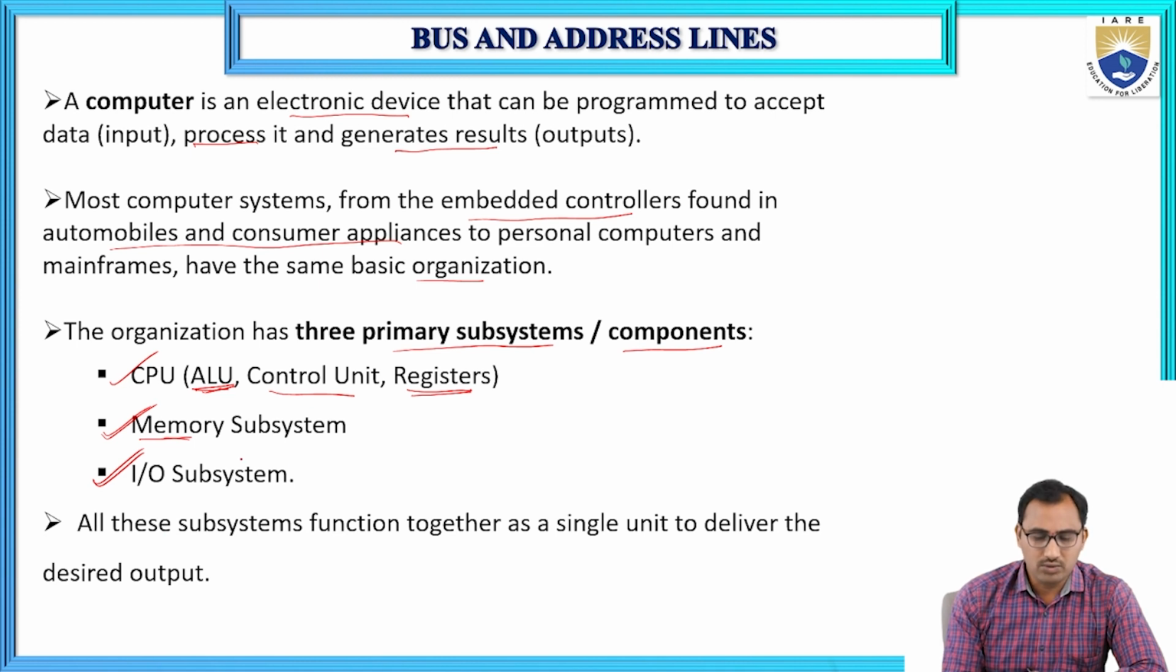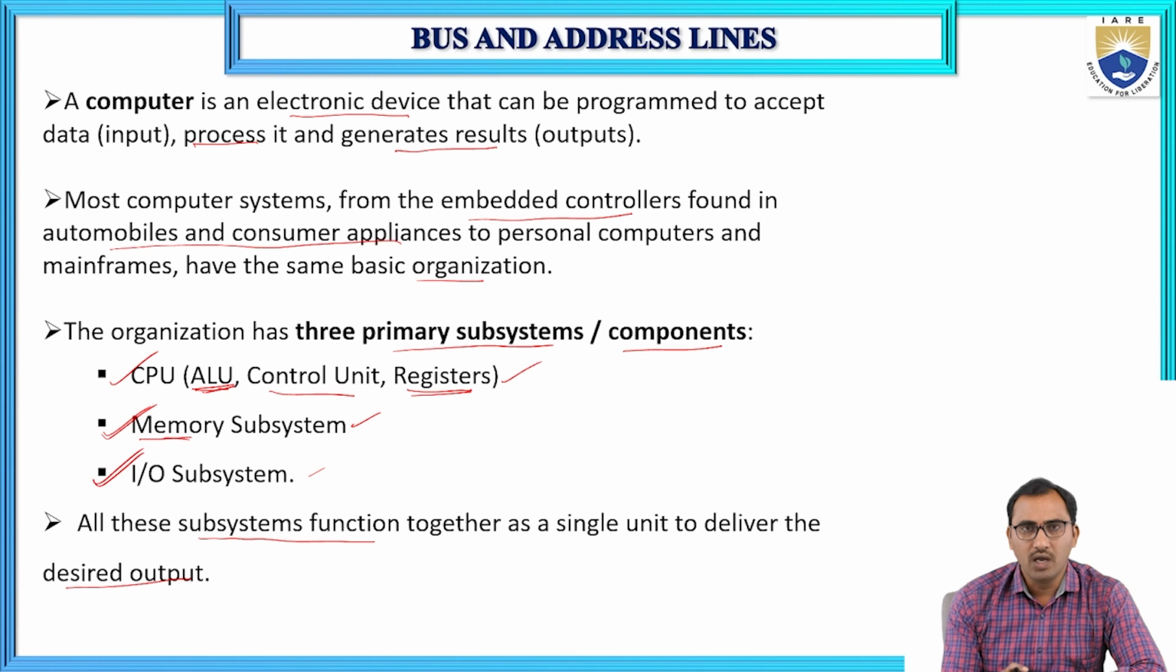All these subsystems function together as a single unit to deliver the desired output. These are the three main subsystems. They form a single unit called the computer, which can be used to perform a specific function or deliver the desired output.